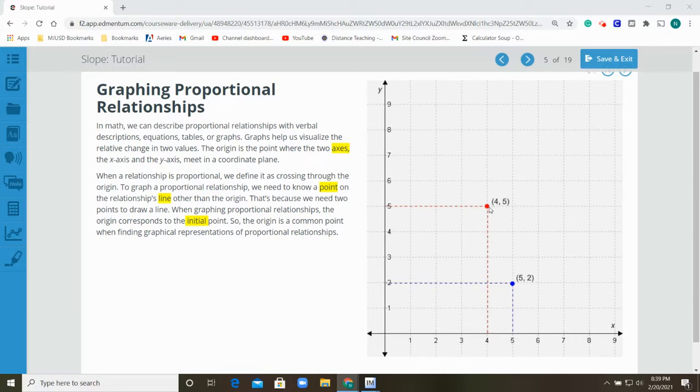So without a second point, the line could go anywhere through here. But the second point means it goes through both of them, which makes it a straight line.